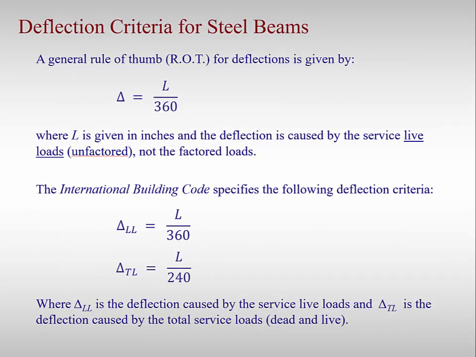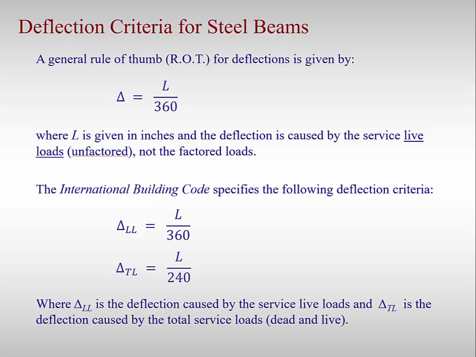A general rule of thumb for deflection control is limiting the maximum deflection to the span length divided by 360. Note that the length should be in inches, so the deflection is in inches. It is important to note that this limit is for unfactored live load, as we are concerned with how the structure responds to everyday loading. We are generally not concerned with deflections at ultimate or factored loading, because at this point the structure will collapse, and who cares how much a floor beam is deflecting.